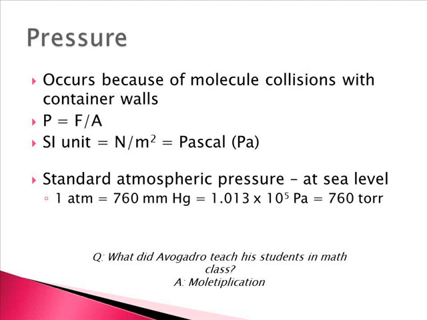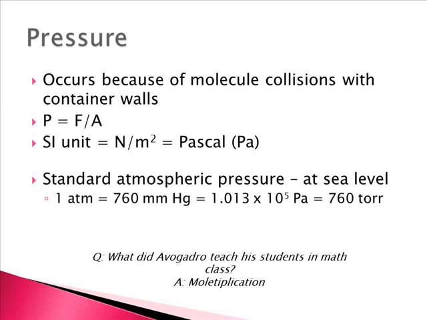Torricelli, of course, and we learned this last year, set up his dish of mercury with the tube in it, and the air pressure at standard air pressure is enough to push that tube of mercury up 760 millimeters. And so that's a unit we can use as well. 760 millimeters of mercury is standard atmospheric pressure.